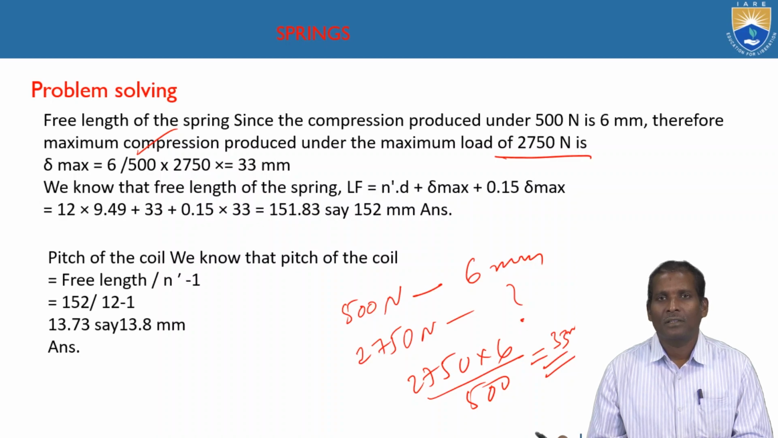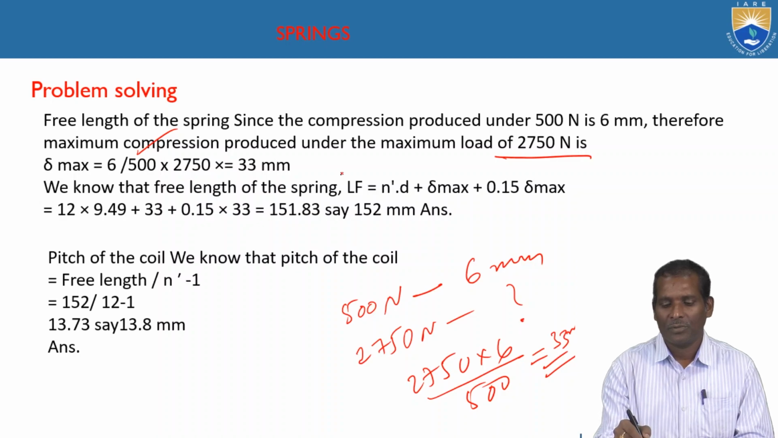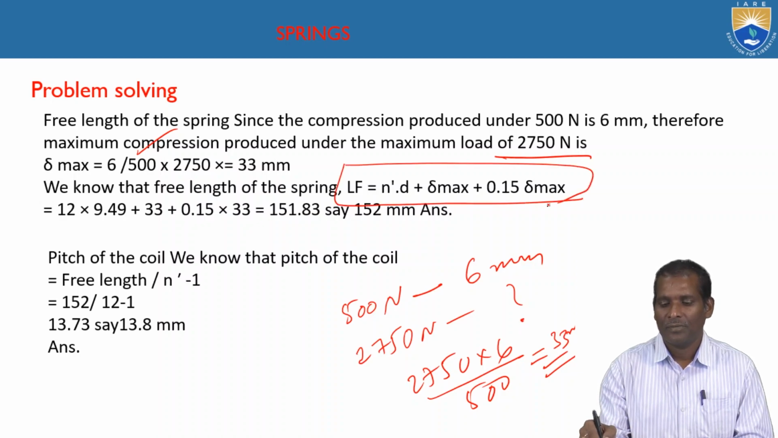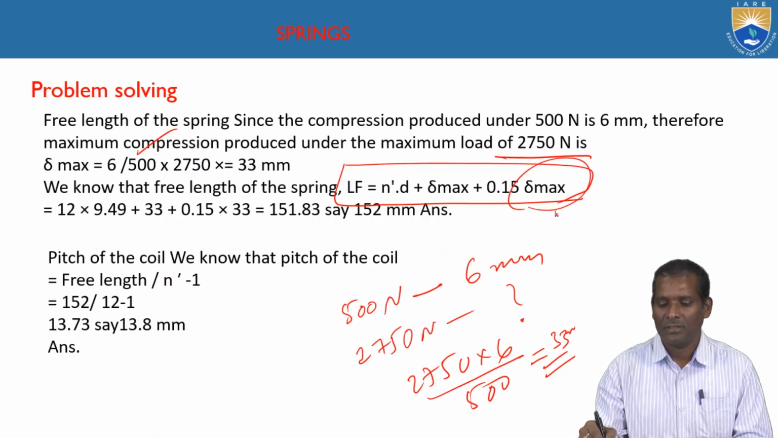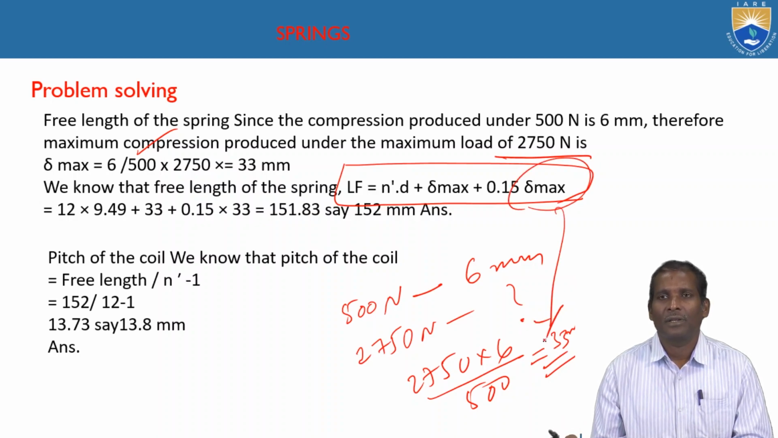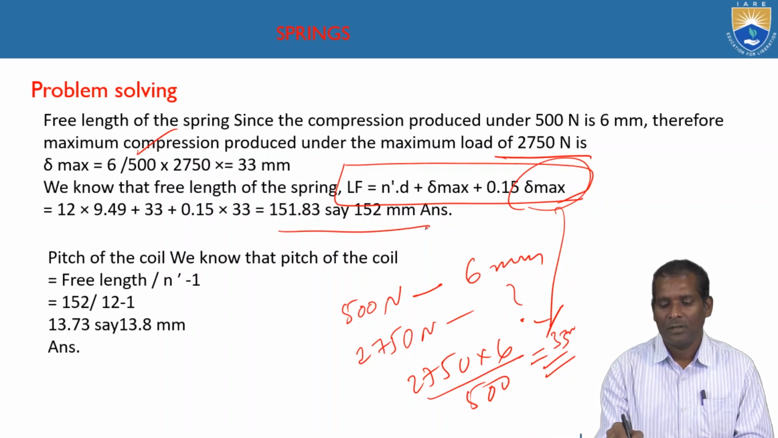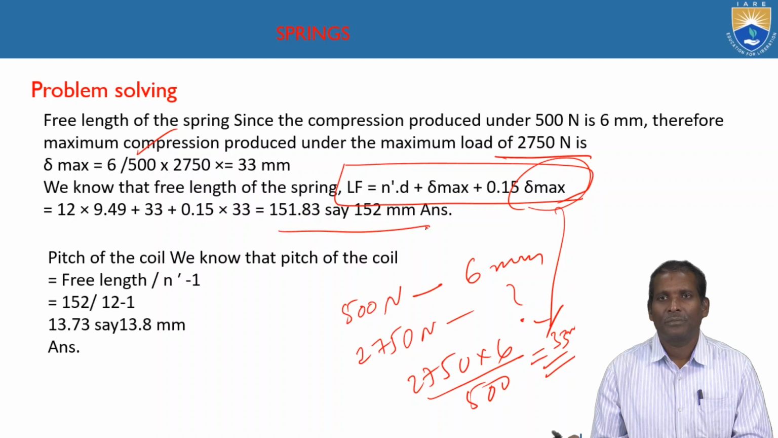Now calculate the free length of the spring by using the empirical relation. The empirical relation is n dash d plus delta max plus 0.15 delta max. The delta maximum is this value, 33 mm. So here you will get 152 mm.